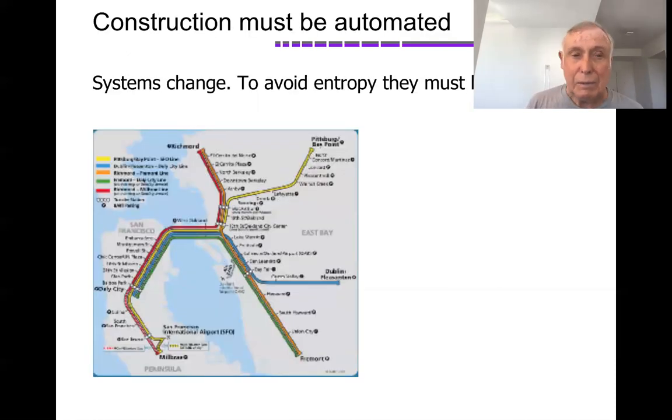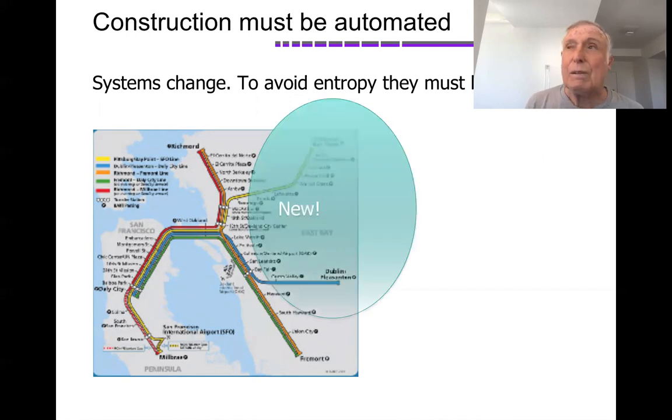And here's an example. Systems change. To avoid entropy, they need to be generated. And this is the example I was just using. This piece of track was about to be new. At the time that we were working on it, it essentially had 3 legs. If you know the area, I didn't go out to Dublin, Pleasanton, Livermore, over to the bottom right, nor indeed up to Pittsburgh at the top right. So that means again that you have to generate things.